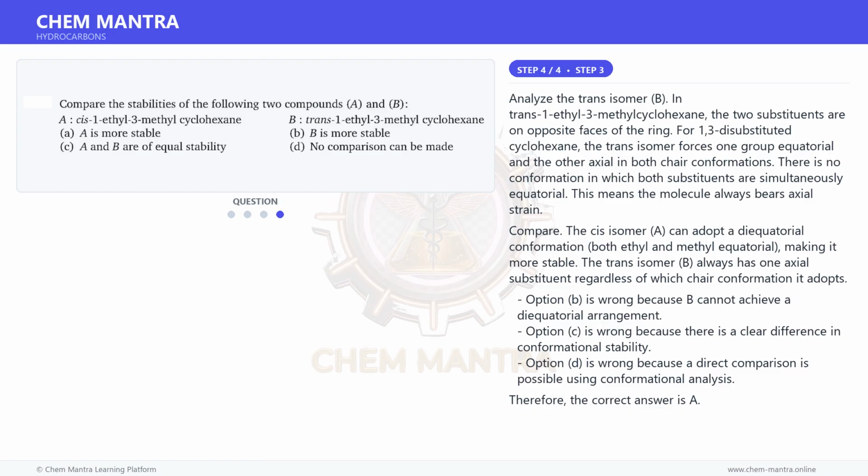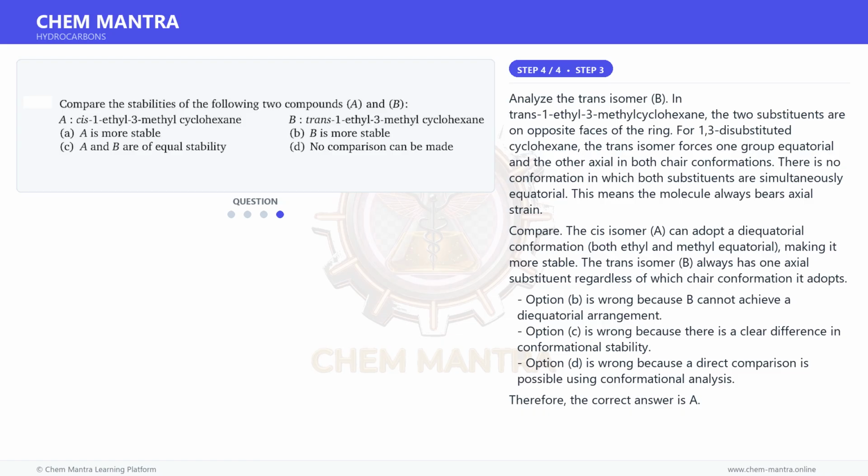Compare. The CIS isomer A can adopt a diequatorial conformation, both ethyl and methyl equatorial, making it more stable. The trans isomer B always has one axial substituent regardless of which chair conformation it adopts.